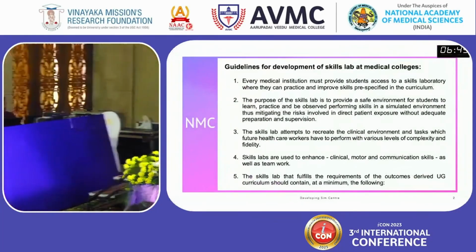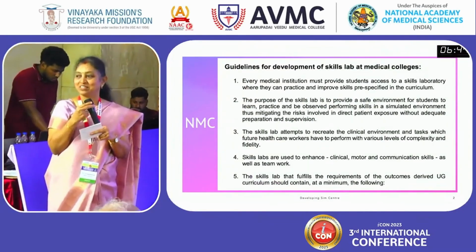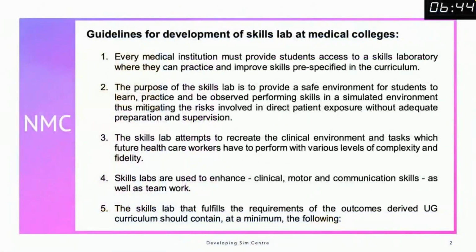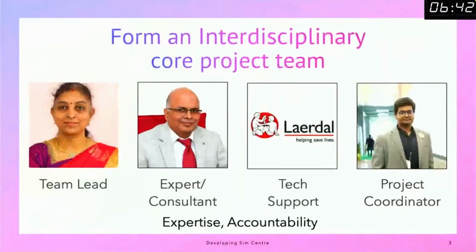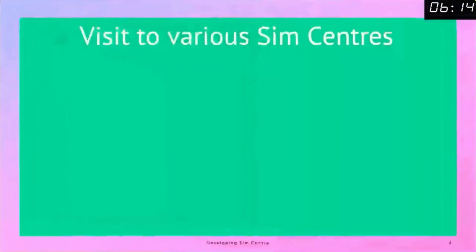So the NMC guidelines for skills acquisition and for establishment of a skills lab have all been laid out. The first step when we think about putting a skill lab together is that you need a dedicated team which is willing to work on that particular project. You need an interdisciplinary team, a team which brings in a lot more elements. We need technical support. We need somebody who has academic and administrative clout. We need somebody who's an expert in the subject, and we need somebody who's a project coordinator.